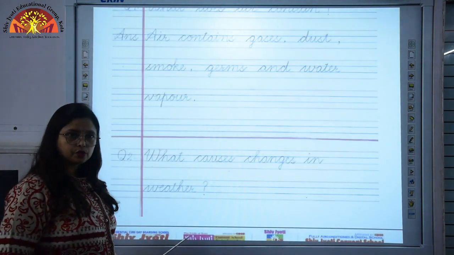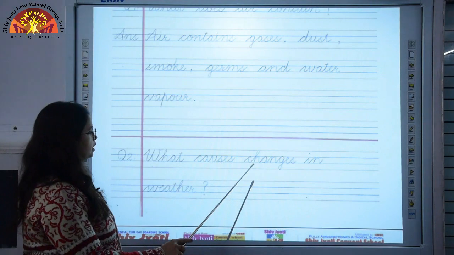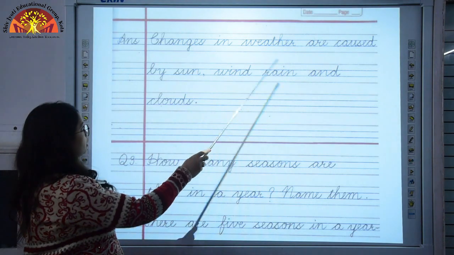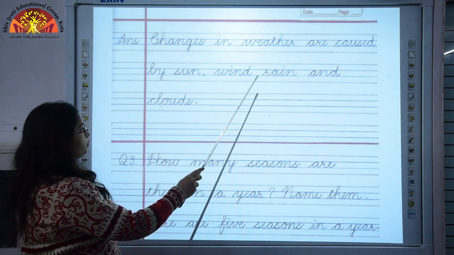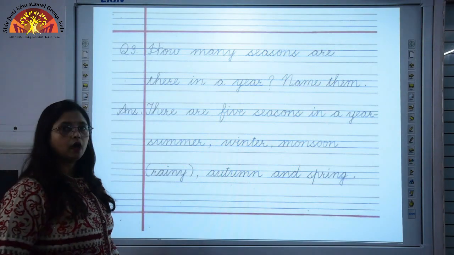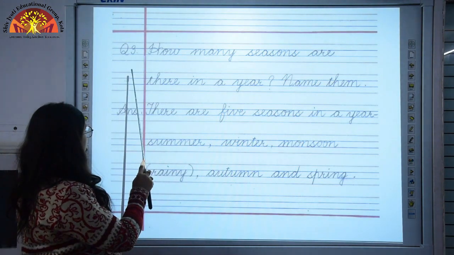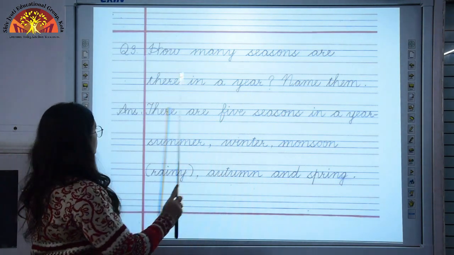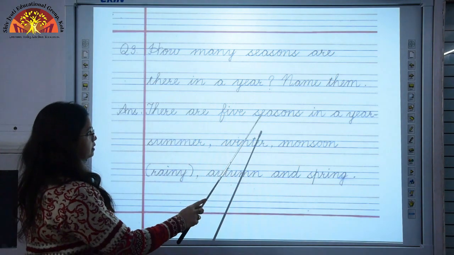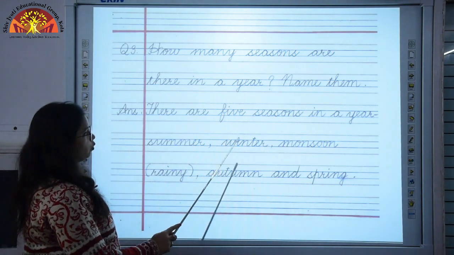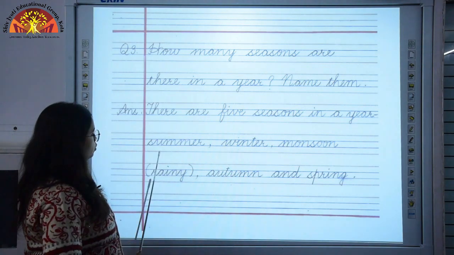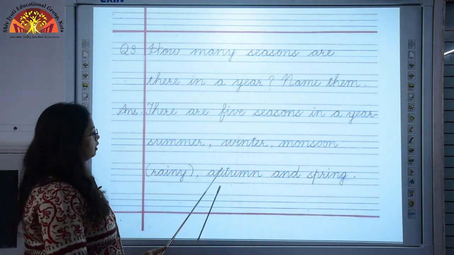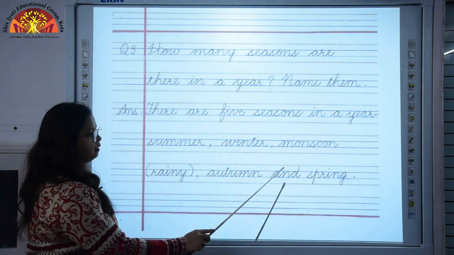Now we come to question number 2. Question is what causes changes in weather? So answer to this question is changes in weather are caused by sun, wind, rain and clouds. Now we move to question number 3. So question number 3 here is how many seasons are there in a year? Name them. So answer is there are 5 seasons in a year: summer, winter, monsoon. You can write rainy in the bracket because monsoon season is also called as rainy season. Then fourth one is autumn and then spring.